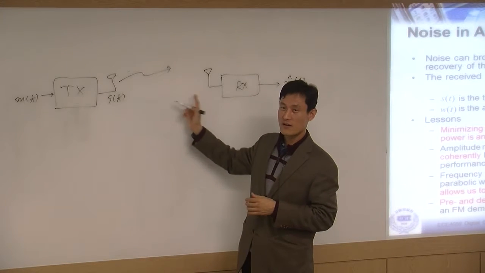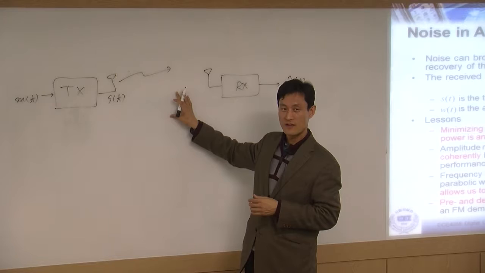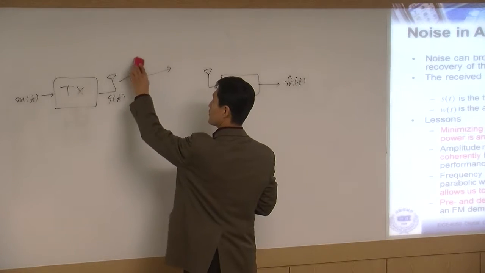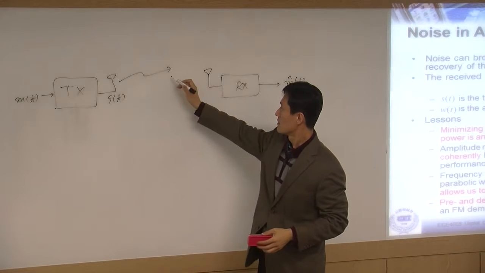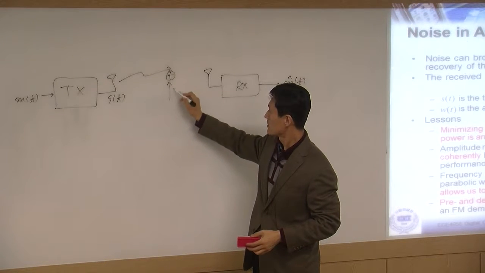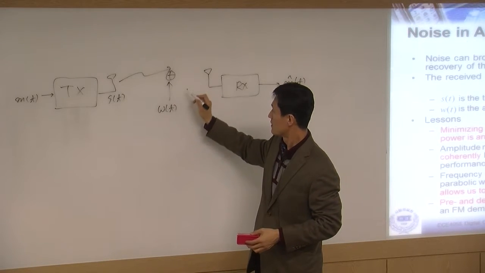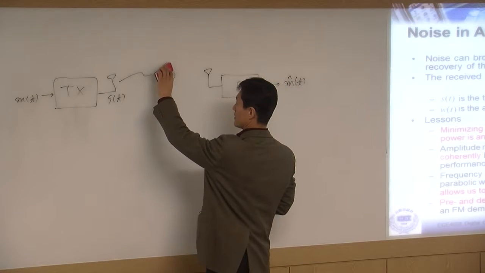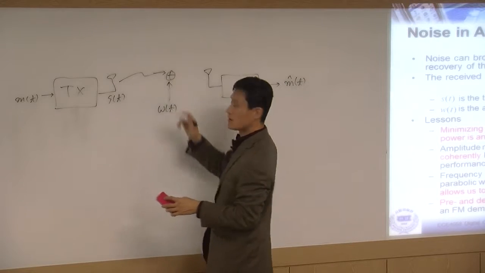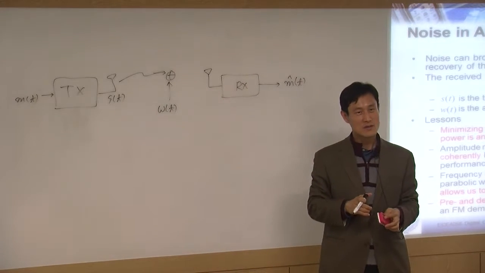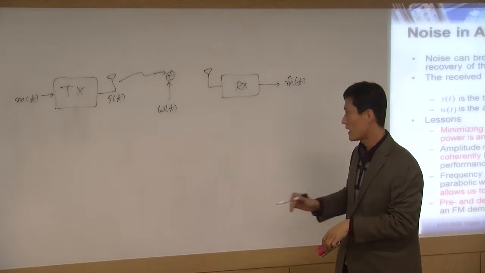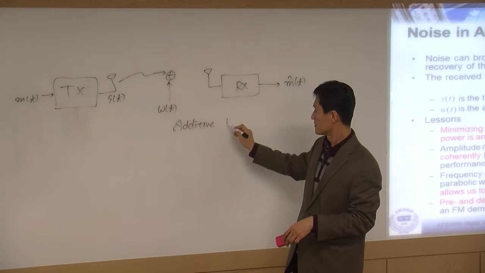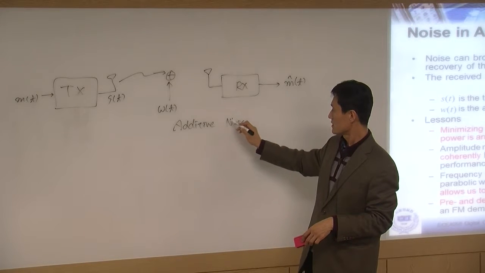In between here, we have a channel. And what do we have in the channel? We have noise, right? The noise that we are looking at is additive noise. Remember this word, additive noise? Additive. This is actually very important.